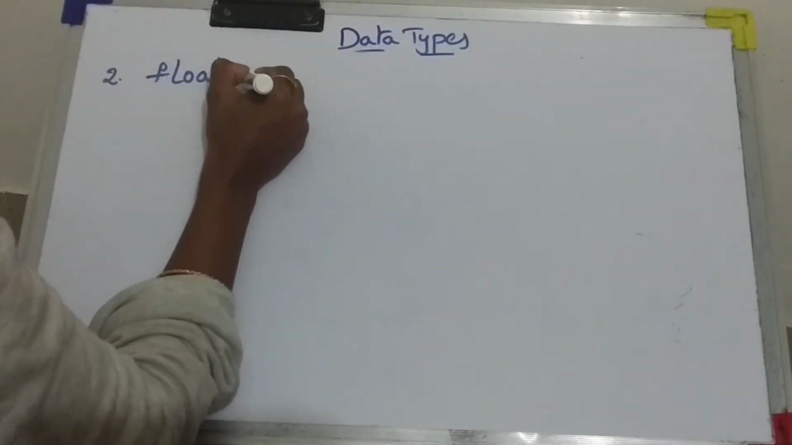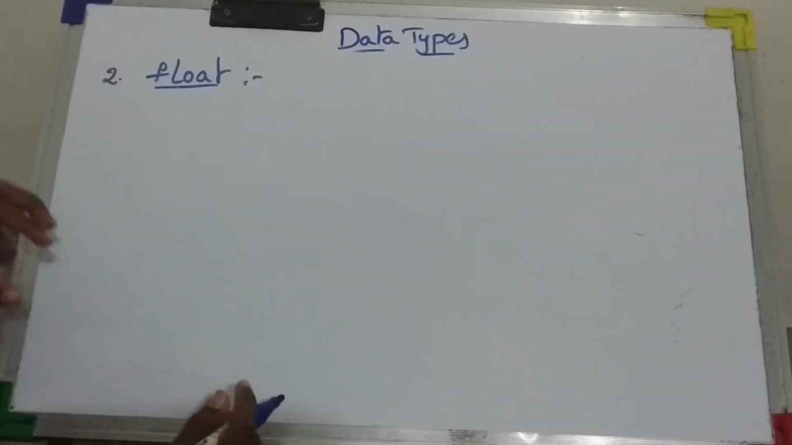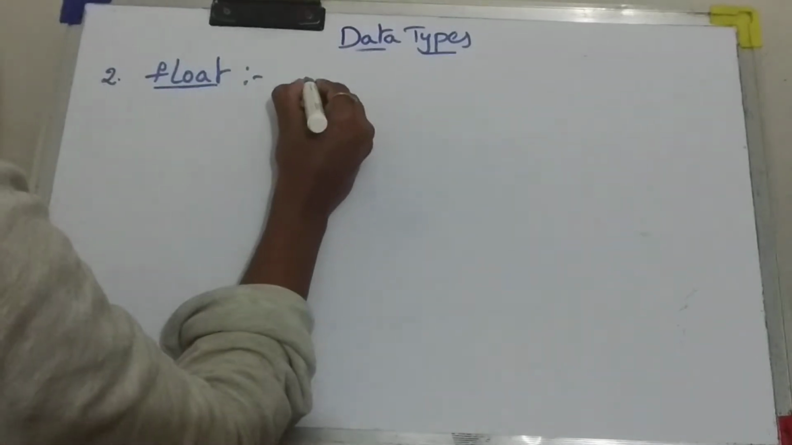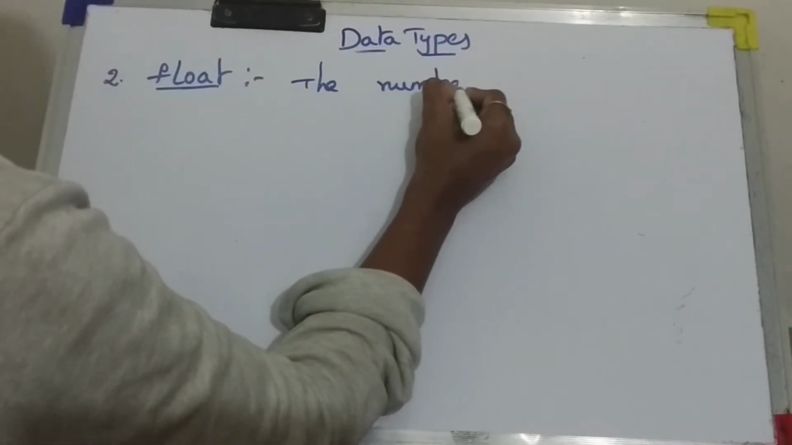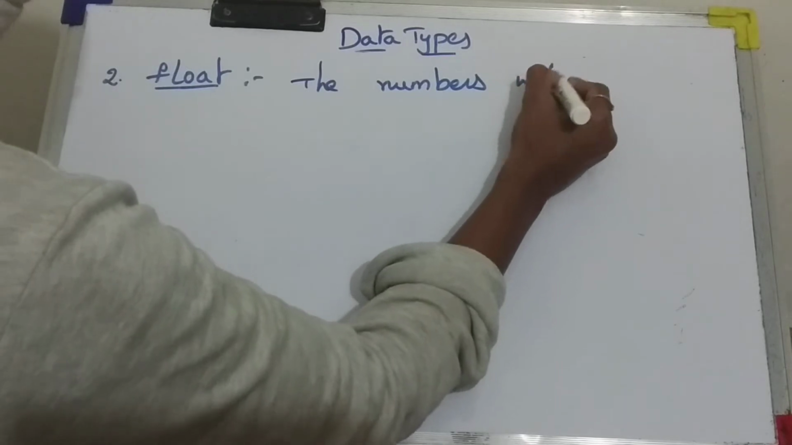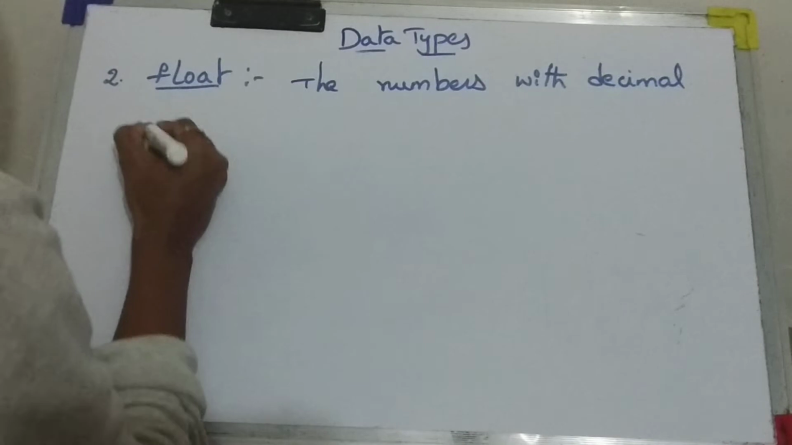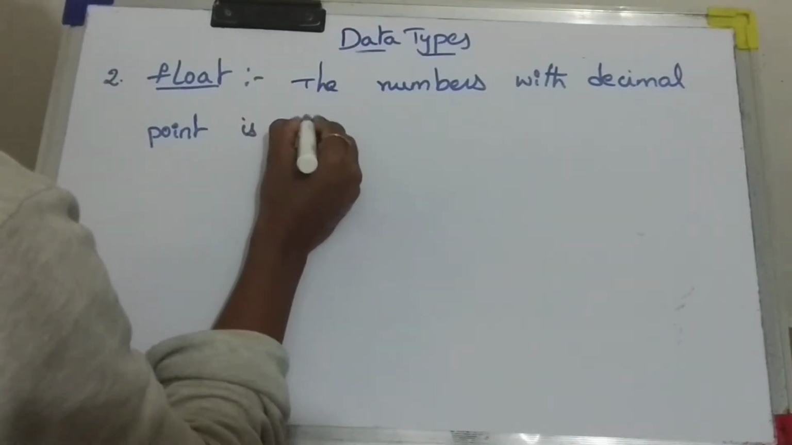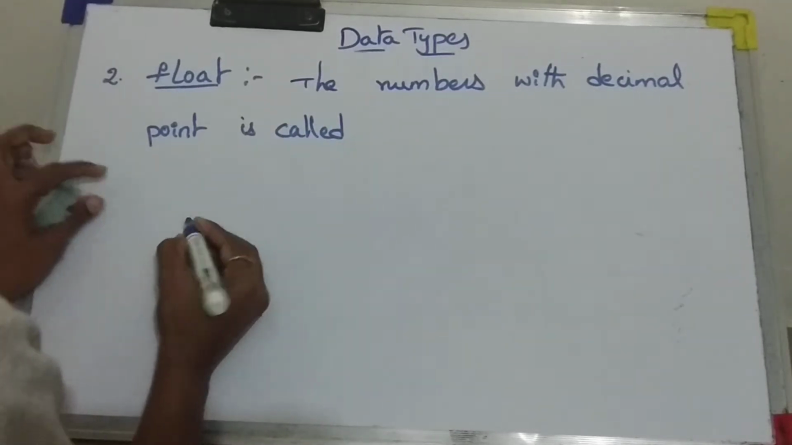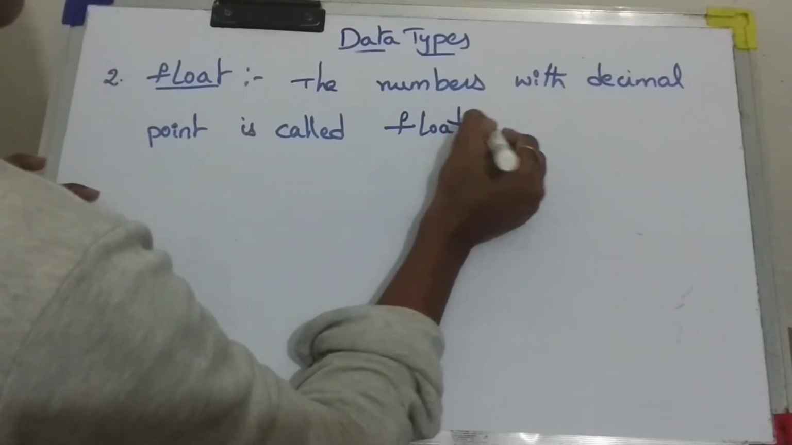What is float? The number with decimal point is called floating point number.